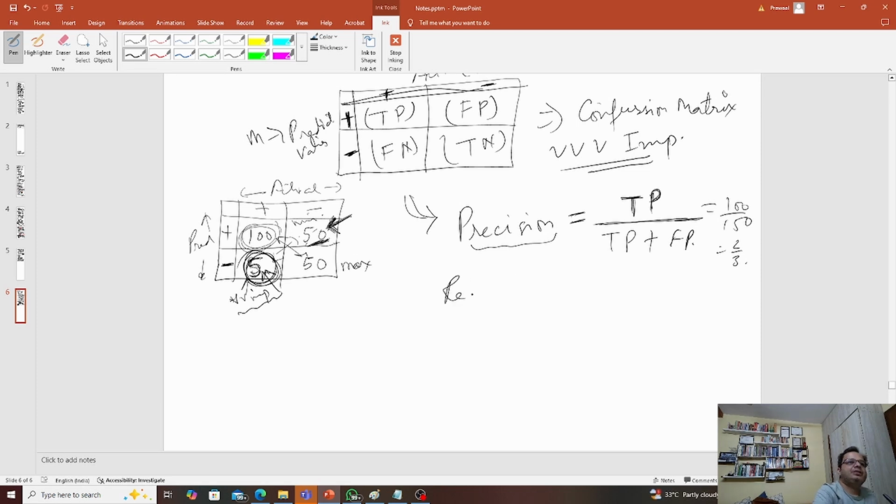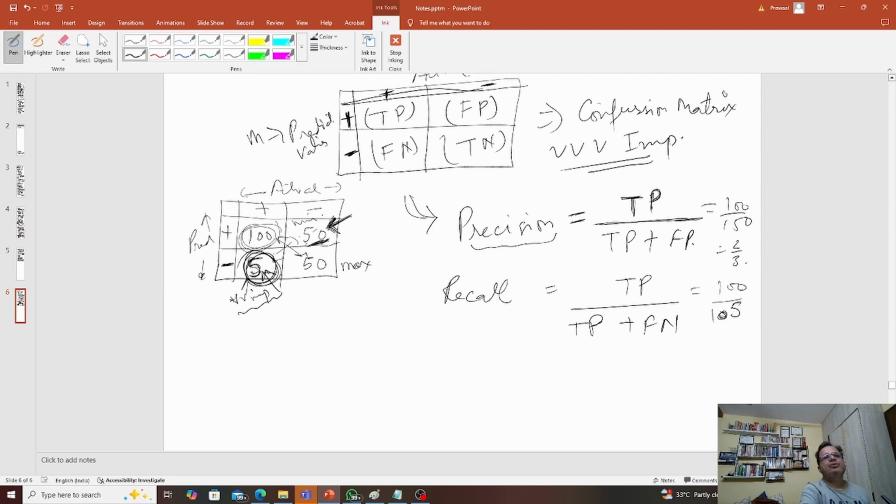The second thing is called recall, which is true positive upon true positive plus false negative. What this means is that out of all the positive cases that are there in the true world, in the true world there are 105 positive cases, 100 that we have actually identified, 5 that we could not identify. Out of those 105 we are actually able to predict 100. So the recall is going to be 100 upon 105.